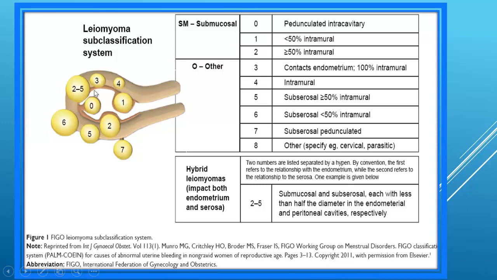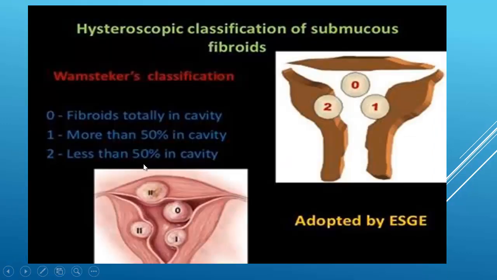Cervical fibroid is not in the classification, but we can find cervical fibroid, and then other parasitic fibroid that implant on the peritoneal cavity. Mostly it may be pedunculated subserous and detach from the uterus and become parasitic on the peritoneum. So we termed it parasitic fibroid.